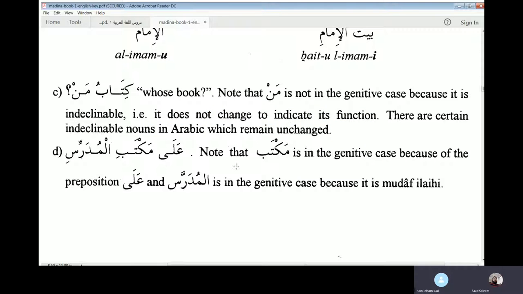So if this is mudaf or mudaf ilayhi, which does not change? Mabni does not change. So mabni can be either mudaf or mudaf ilayhi? Yes, mabni can be mudaf ilayhi, and can be mudaf also, according to the situation. Next, continue.